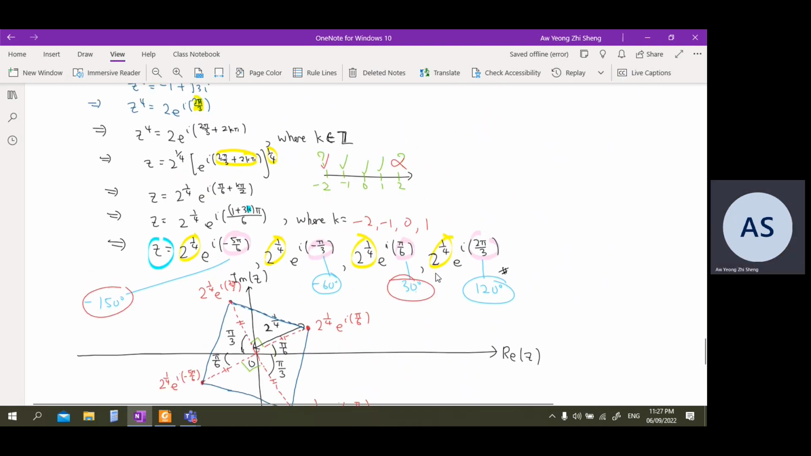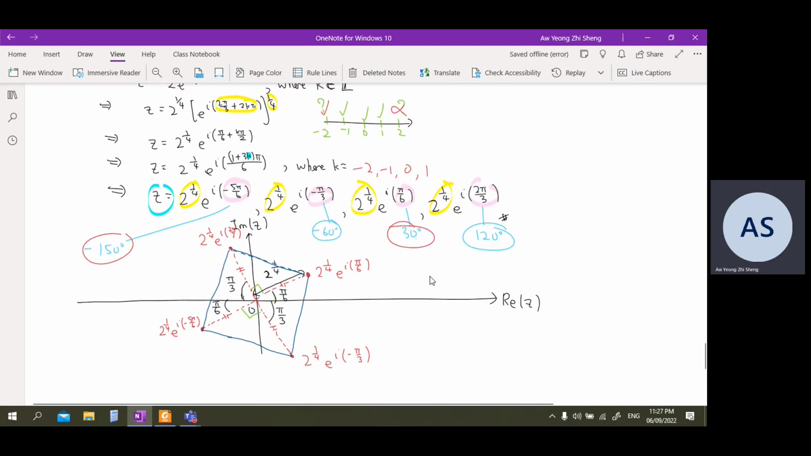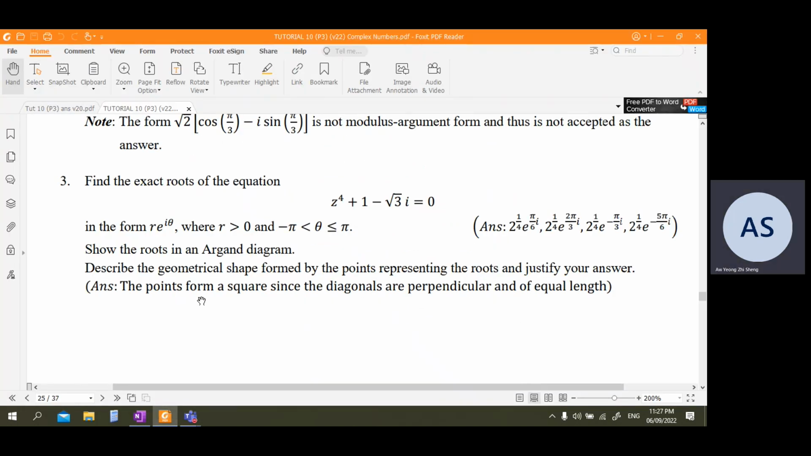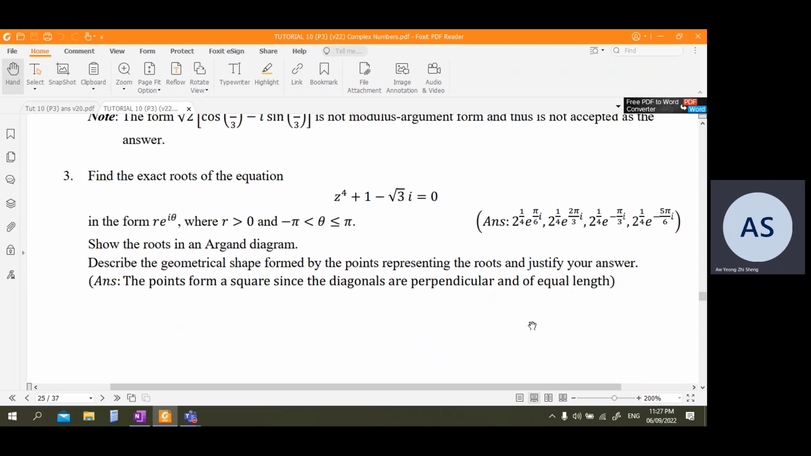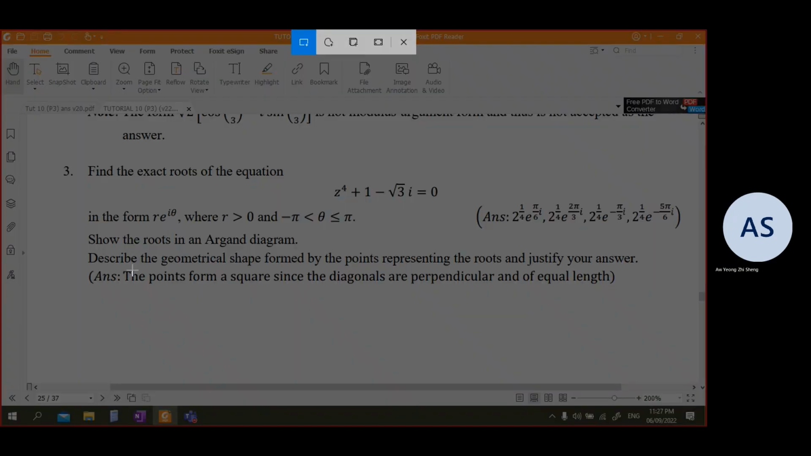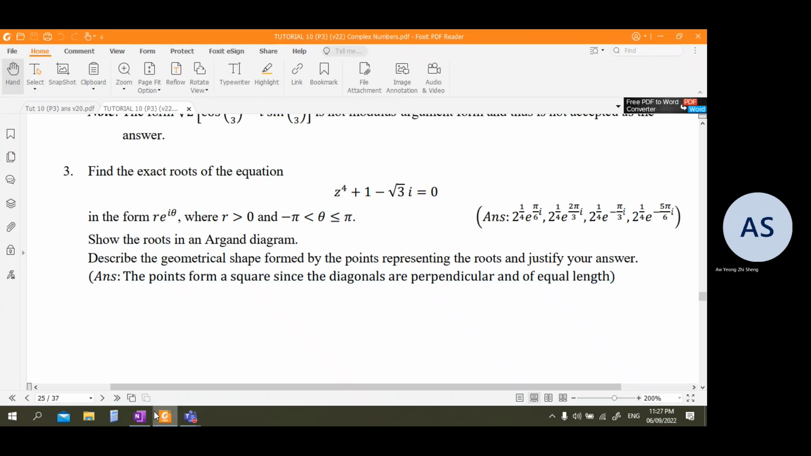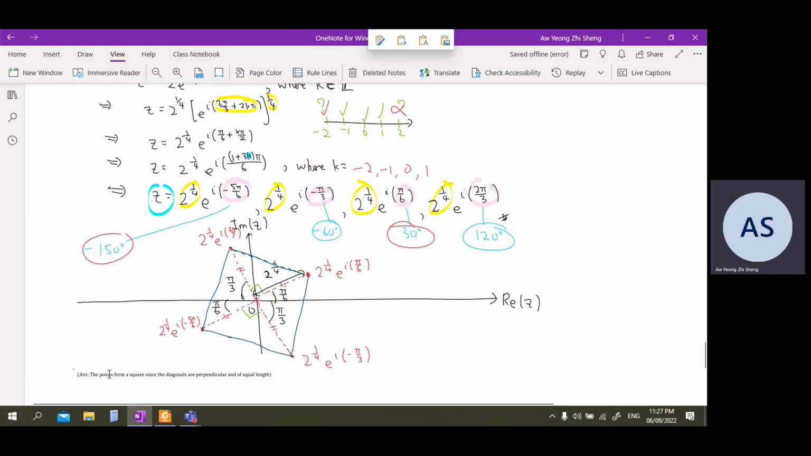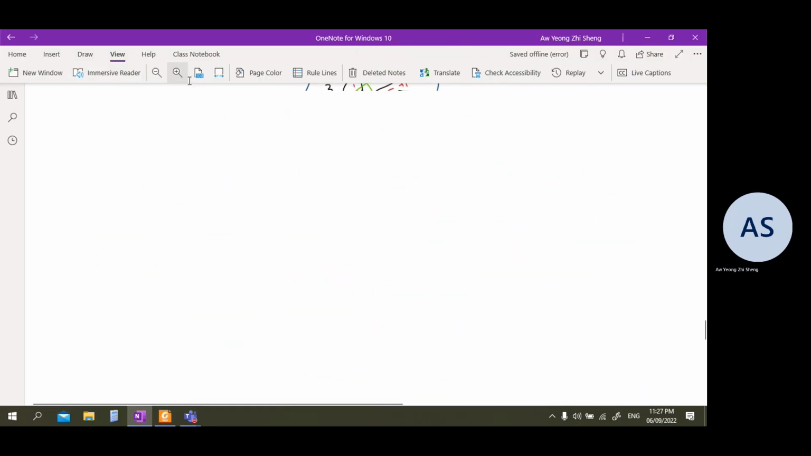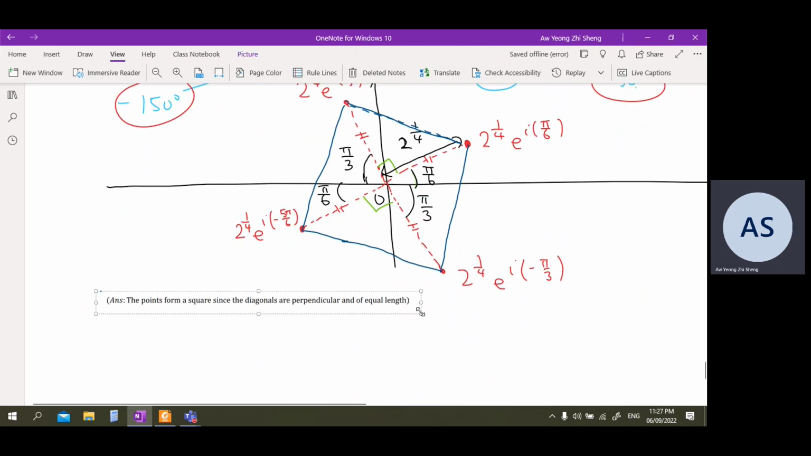Yeah. So the description, I think I've already printed out for you in the notes. And so the points form a square. And they say justify your answer because the diagonals are perpendicular to each other and of equal length. So this is the description for the final part of the question.